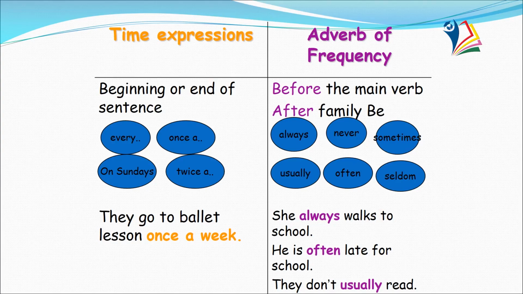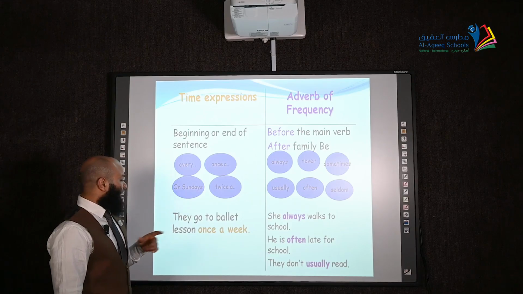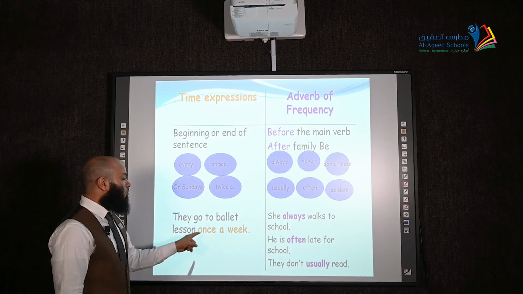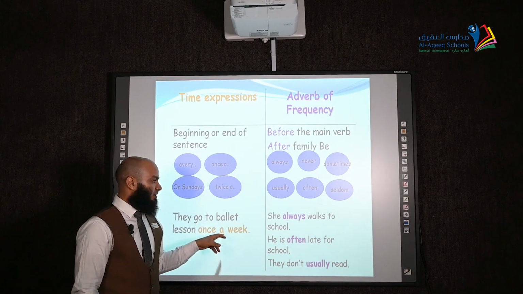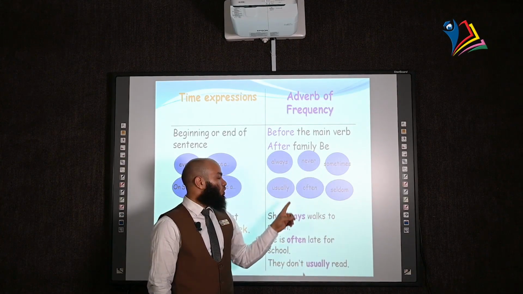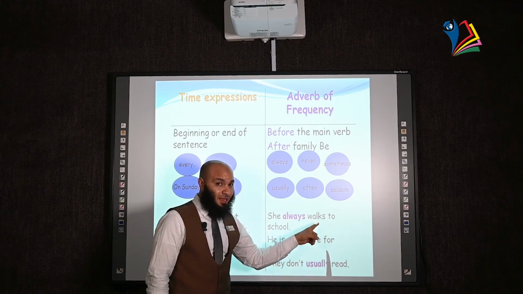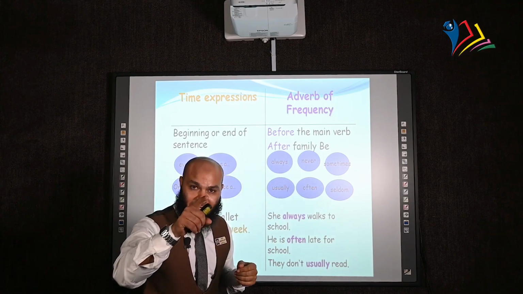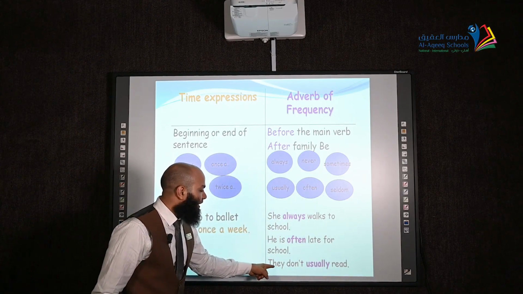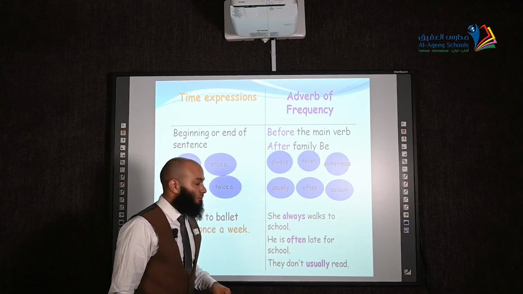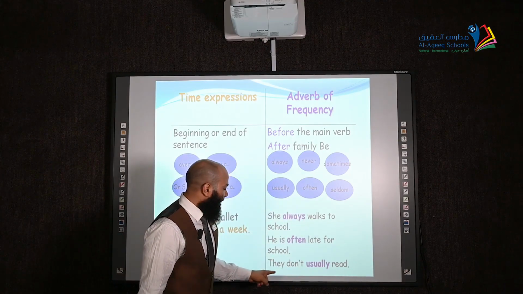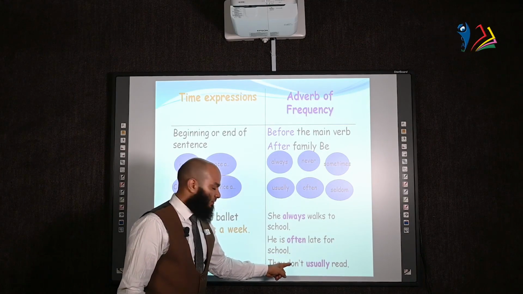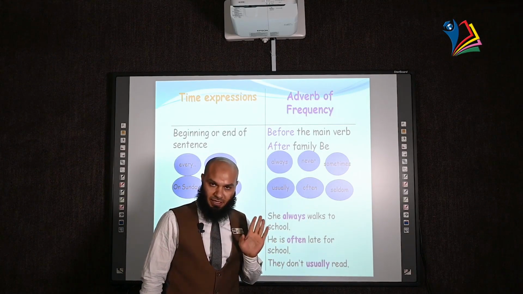But once a week, every day, on Sundays, on Mondays, twice a week, okay? Once a week. At the beginning or at the end of the sentence. And you can say they go to the ballet lesson once a week by the end of the sentence. But these keywords, you put them before the main verb. Yes, the main verb, like walk. And after what, guys? Yeah, after the verb to be, if you have a verb to be. He is often, or if you have a negative, they don't usually read. Okay, guys? Thanks a lot.